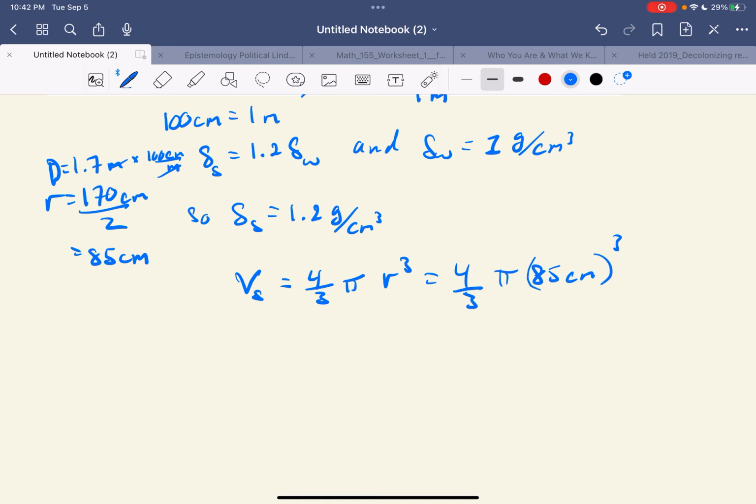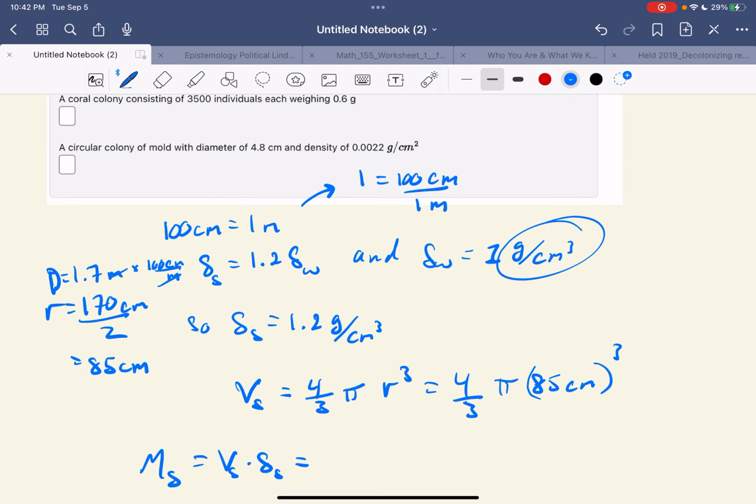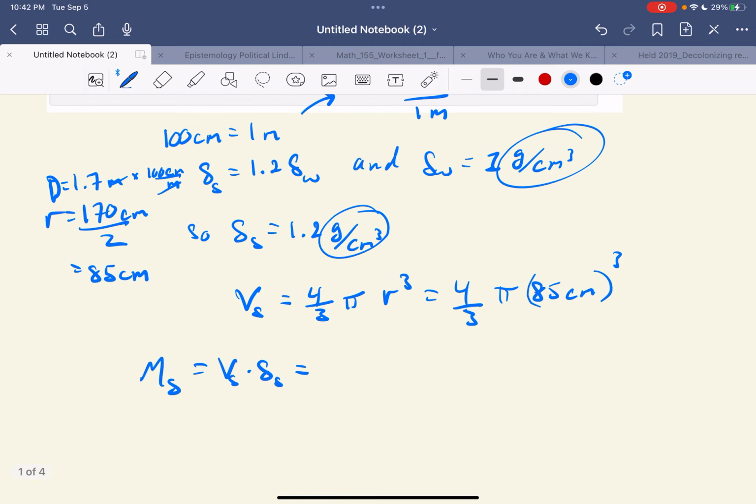When I multiply the volume of the sphere times the density of the sphere, that's going to give me the mass of the sphere. The units of that are going to be grams because the density gives me grams per centimeter cubed. The units for the volume are centimeters cubed, and the units for the density are grams per centimeter cubed. Those cancel, and we'll be left with grams.